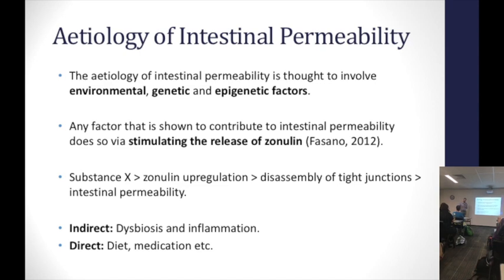Etiology of intestinal permeability. We still don't fully understand the full cause of intestinal permeability, but the current theory is that it involves genetic, environmental, and epigenetic factors. So remember I mentioned zonulin. I'm going to be mentioning zonulin a bit this evening. Any factor that is shown to contribute to intestinal permeability does so by stimulating the release of zonulin. So you can think of an example: you've got substance X, it could be anything. It causes an upregulation of zonulin, which then causes a disassembly of tight junction proteins within the small intestine, which then leads on to intestinal permeability. It's a cascade of events.